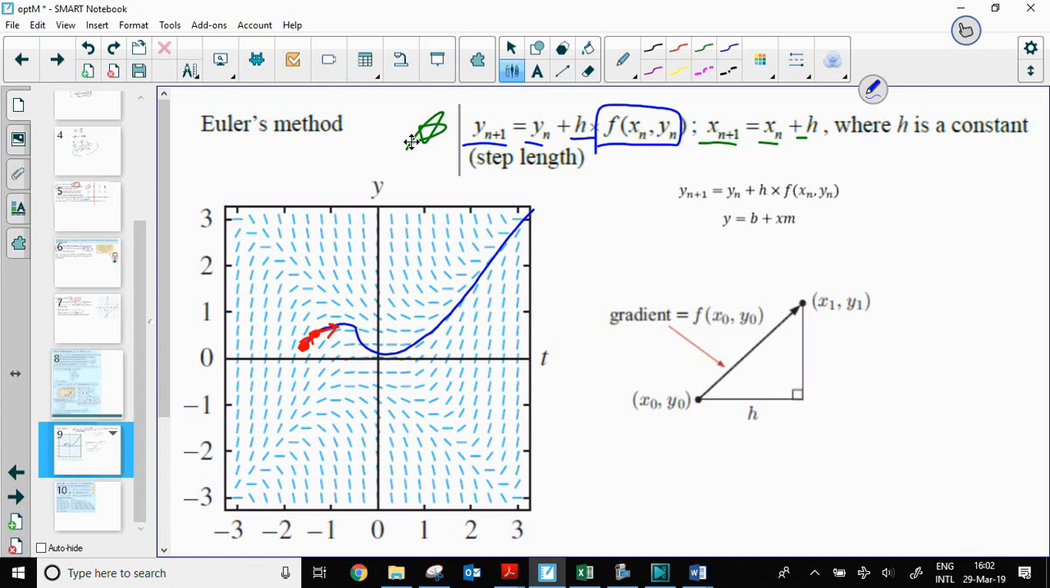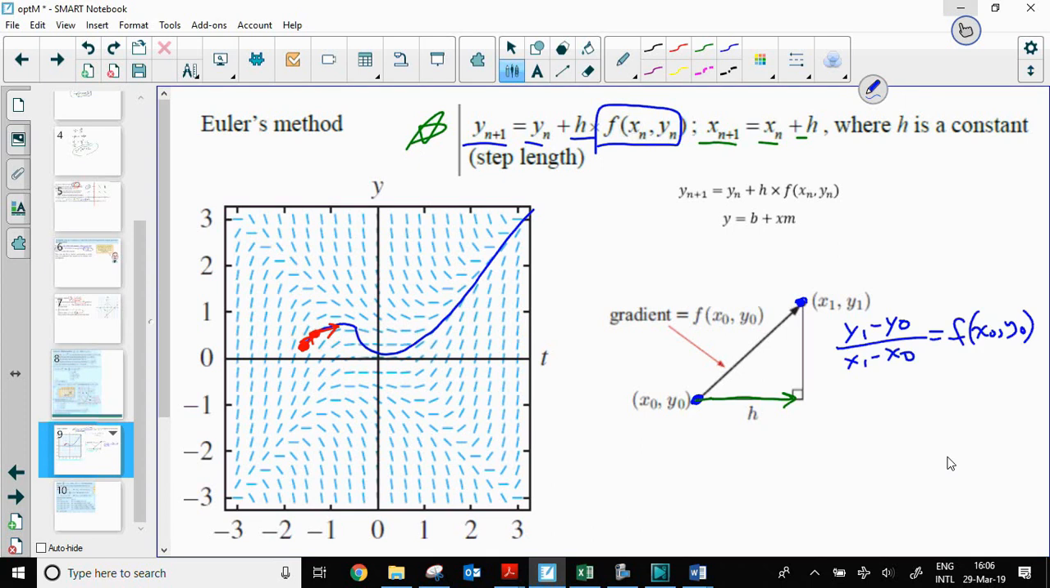If we start down at the bottom at x sub 0, y sub 0, we're going to get up here to x sub 1, y sub 1. How are we going to do that? Well, the change in x is simply the first x point, x sub 0, plus h, where h is our step length. x sub 0 plus h clearly gives us x sub 1.